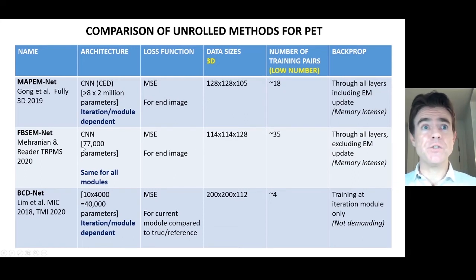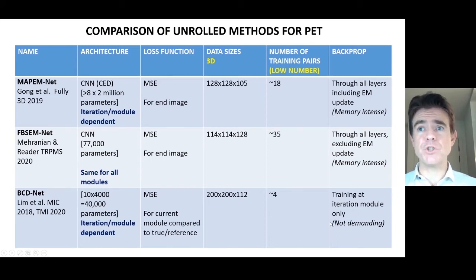So row 2 here is the method of Moranian and myself, actually. So we've only got 77,000 parameters there, use mean square error, 3D reconstruction again, 35 training pairs, and here backpropagation was done through all the layers, but important to say here, in fact it was the same network used for all the modules. So the backpropagation was done through the duplicated modules, and nonetheless a very memory intensive process. The backpropagation, though, didn't go through the EM update in that implementation that was published in TRPMS.